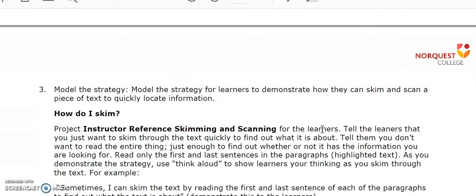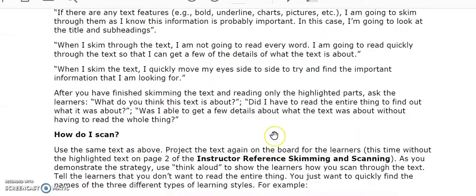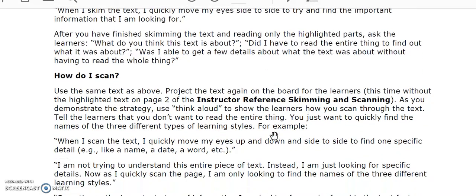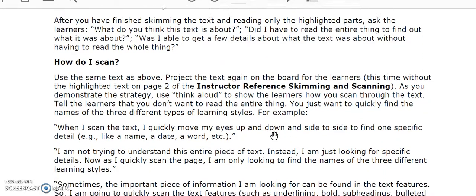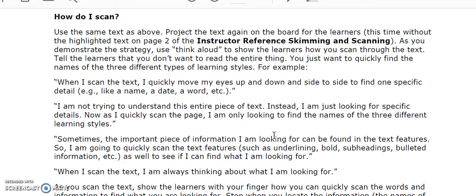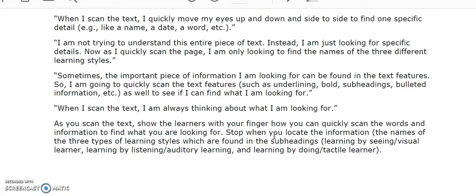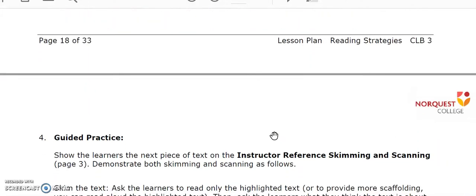The lesson plan then shows you how to model the strategy for learners to demonstrate how they skim and scan to find important information without having to read the entire text. When you model this strategy, use the think aloud statements in the lesson plan to show your thinking as you search for information. For example, you could say, "Sometimes I can skim the text by reading the first and last sentence of each of the paragraphs to find out what the text is about."